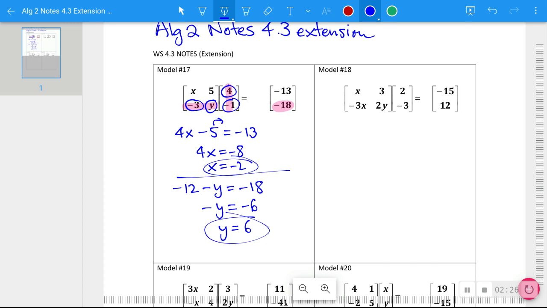Okay, another example of that. What we're going to do here is we're going to multiply top row times the only column to get the top row only column here. And that would be x times 2. And then 3 times negative 3. And that will equal that negative 15. Pardon me, I have to put the negative in front. Okay, add 9 to both sides. And divide by 2.